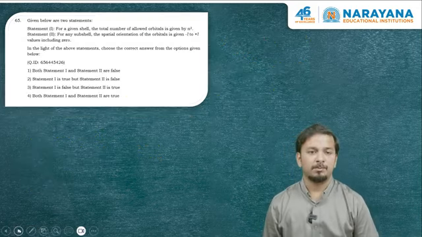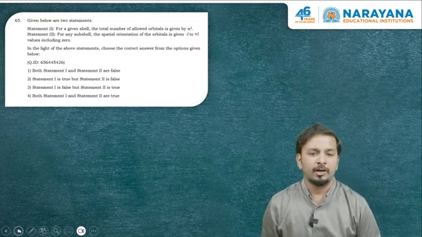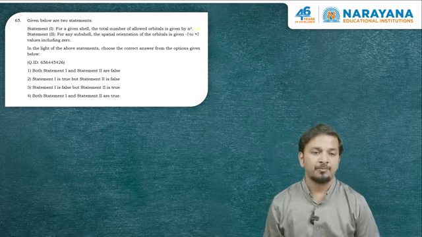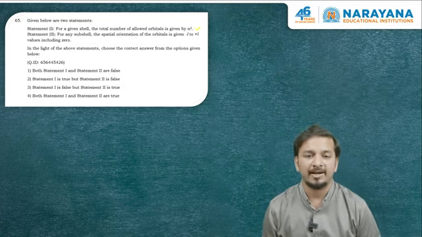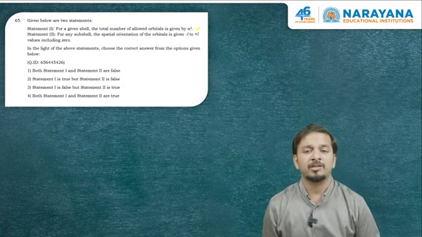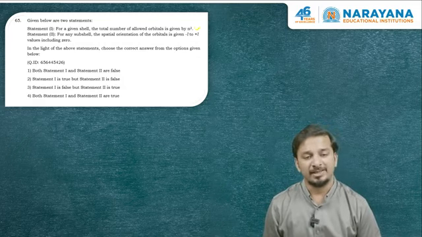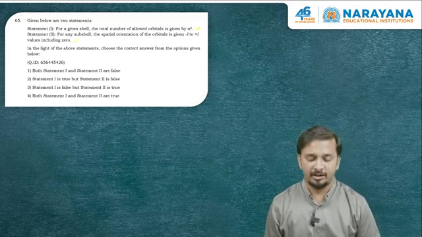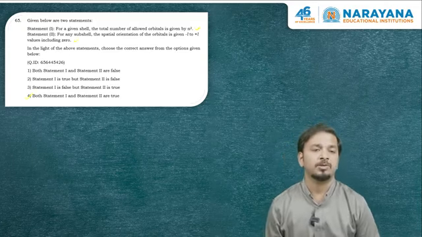Moving to next question. Statement 1 is, for a given shell, the total number of allowed orbitals is given by n square. That is a fact, it is a correct statement. For any subshell, the spatial orientation, means they are talking about magnetic quantum number of the orbitals, is given by minus L to plus L values including 0. That is also a correct statement. So, both statement 1 and statement 2 is correct. So, the correct answer for this question is option number 4.